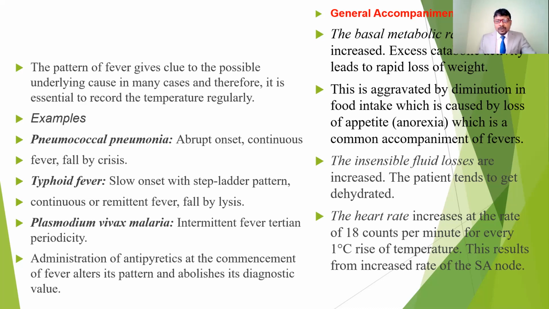And also the heart rate is going to be increased, at the rate of 8 counts per minute for every 1 degree centigrade rise of temperature. For example, if the normal temperature is 37 degrees, or 37.4, and it crosses more than 38, then for every 1 degree centigrade the heart rate increases by about 8 counts. For example, the normal heart rate is 70 to 80 beats per minute.